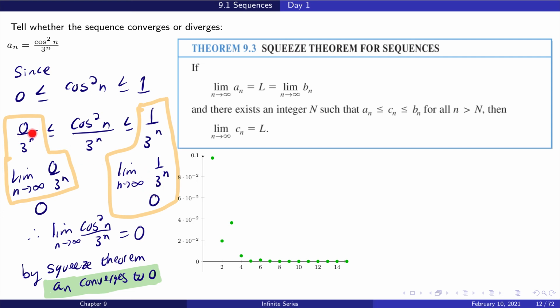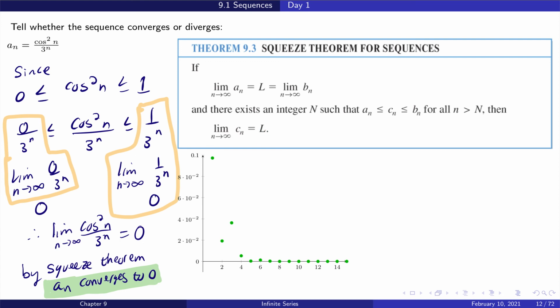So since the limit on the left and right bounds of this sequence here is 0, that means that it must also be 0. The limit of the sequence must also be 0 by the squeeze theorem. So we know that a sub n converges to 0. So the squeeze theorem says that if you have a sequence that's between two other known sequences, and if you know that those two other known sequences have some sort of a limit that exists, then the limit for that unknown middle sequence also equals that same value.